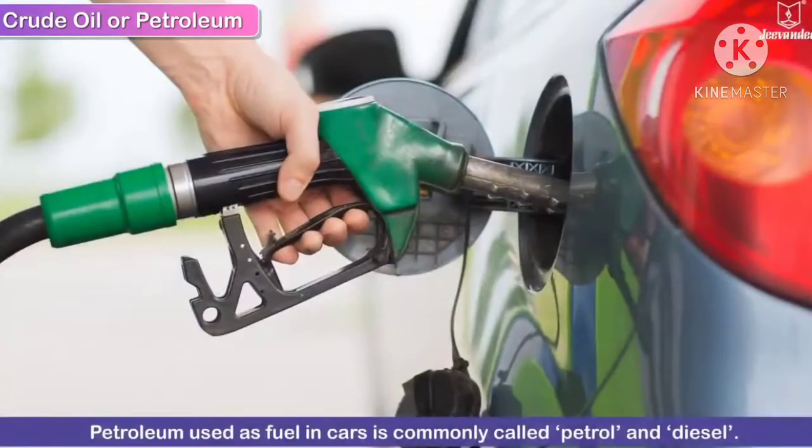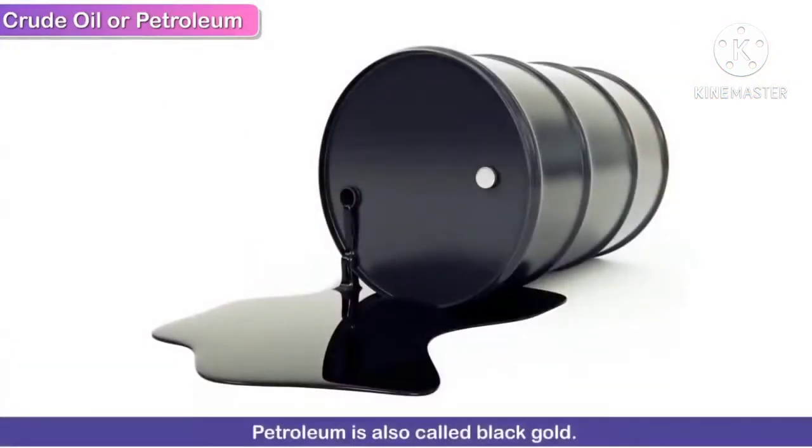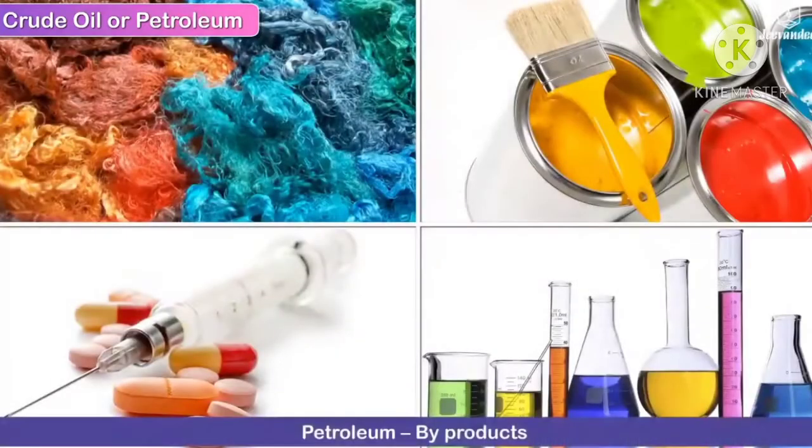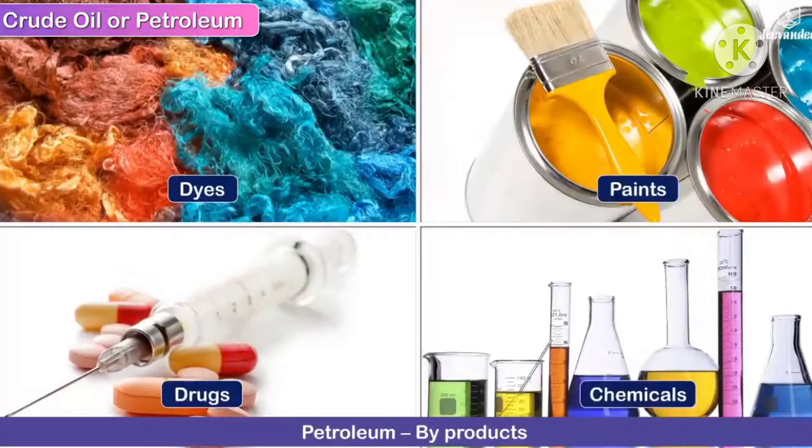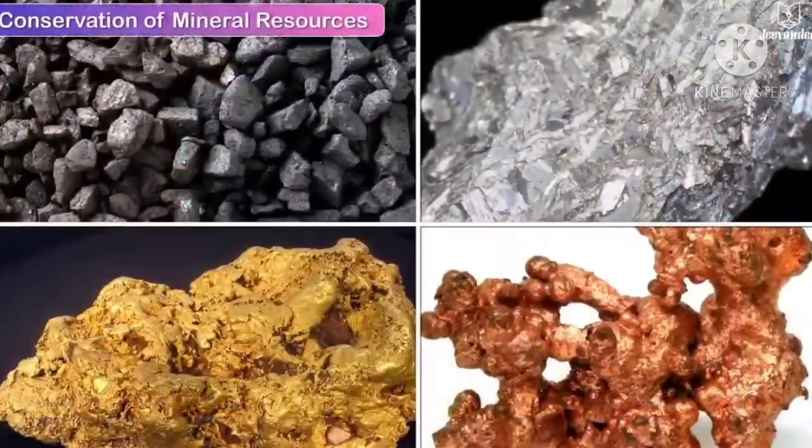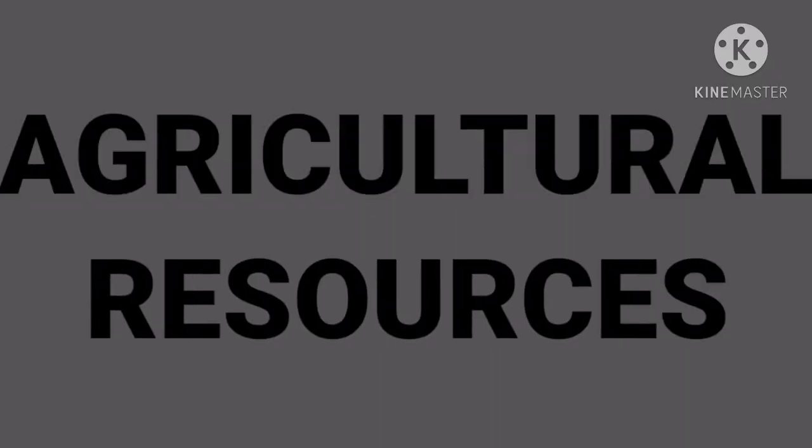Now, petroleum used as fuel in cars is commonly called petrol and diesel. Some call it premium spirit. So petroleum is also called black gold. So when you hear people say black gold, just know that they are talking about petroleum. Okay, petroleum byproducts include dyes, paints, drugs, chemicals. So the byproducts of petroleum could be used to produce dyes, to make paints, drugs, and so on.